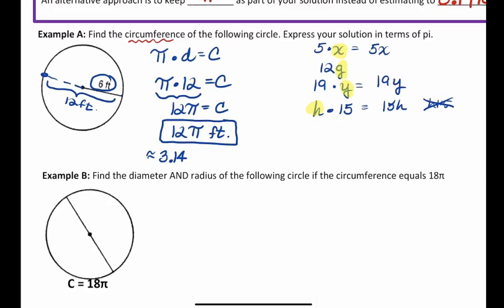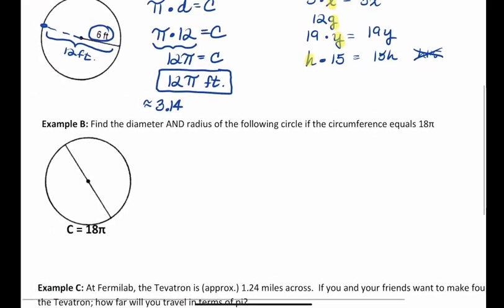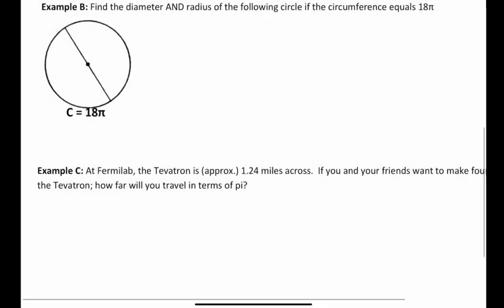And I think maybe this rang a bell with you, that this was kind of easy. But that's really all there was to it. So 12 pi feet. Now that was circumference, so we didn't have to put feet squared. On example B right here, it says find the diameter and the radius of the following circle if the circumference equals 18 pi. So again, we're using the circumference formula, which is pi times diameter, and that's going to equal circumference.